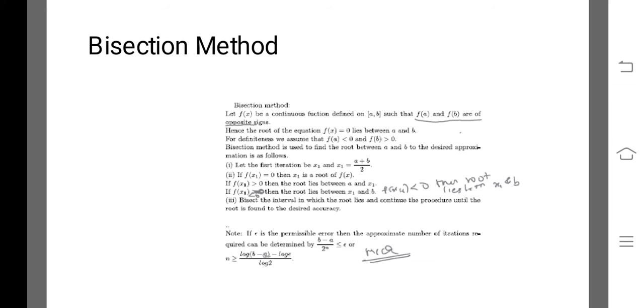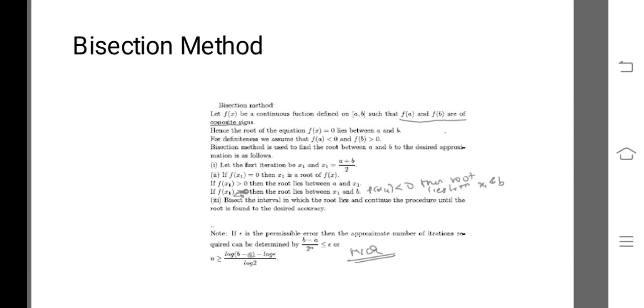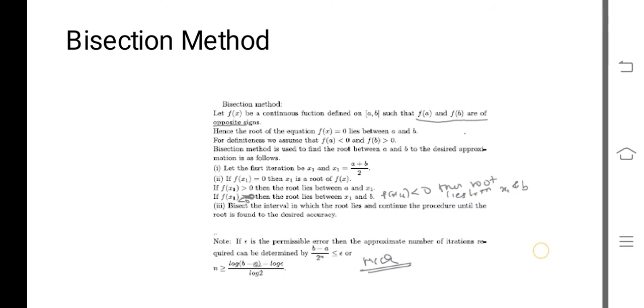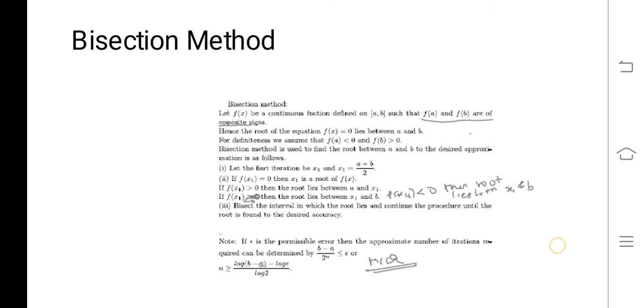So f(x) is a continuous function defined on the closed interval a to b. It is defined in such a way that f(a) and f(b) are of opposite signs. What does it mean? If f(a) is greater than 0, then f(b) is less than 0. Otherwise, if f(b) is greater than 0, then f(a) is less than 0. If it is so, then the root of the equation f(x) = 0 lies between a and b.